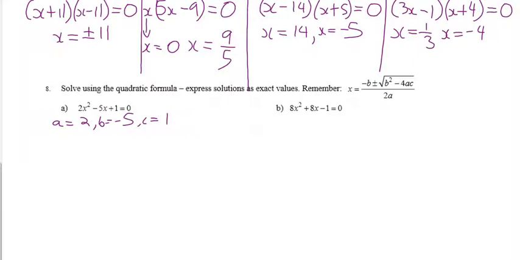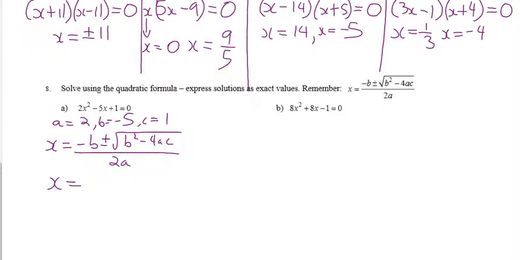So a is 2, b is negative 5, c is 1. You should always write the formula down. I'll give you the secret of math. I gave it to the tens earlier today. The secret to math is formula, substitution, answer. That doesn't always work because you're not always using formulas. But if you're using a formula, write down the formula, figure out the values that go in. In this case, I've got my a, b, and c. I write down the formula, I'm going to substitute a, b, and c into it, and I'm going to work it out.